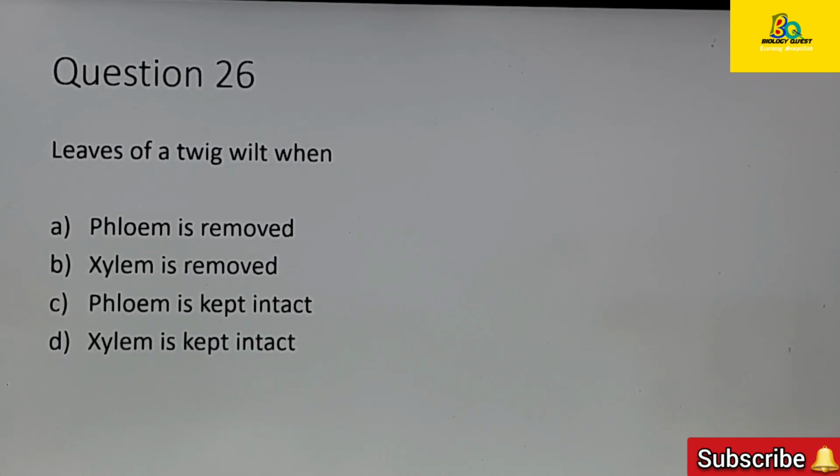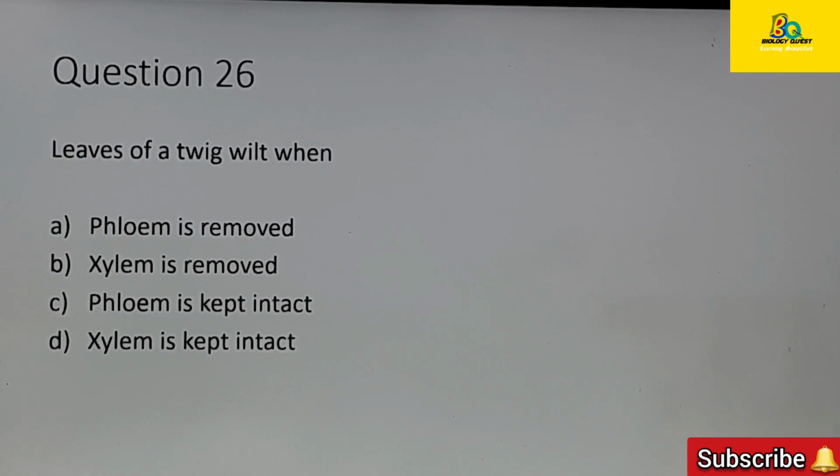Leaves of a twig wilt when? Options are: phloem is removed, xylem is removed, phloem is kept intact, xylem is kept intact. When do the leaves wilt? When the leaves are not getting enough water. So, how does it happen? Look at the options.